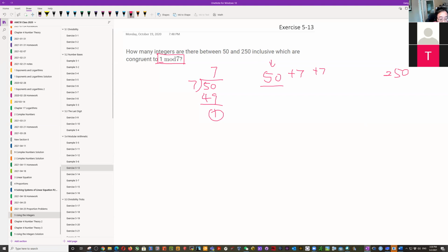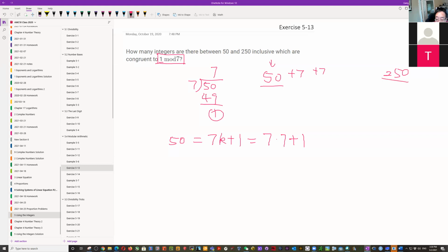Definition of modulo, basically, it is just 7k plus 1. Basically, 50 equal to 7. In this case, k equal to 7. 7 multiplies 7 plus 1.